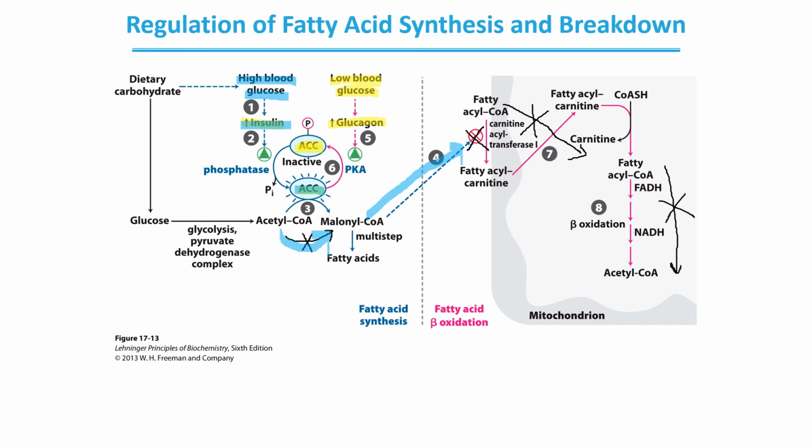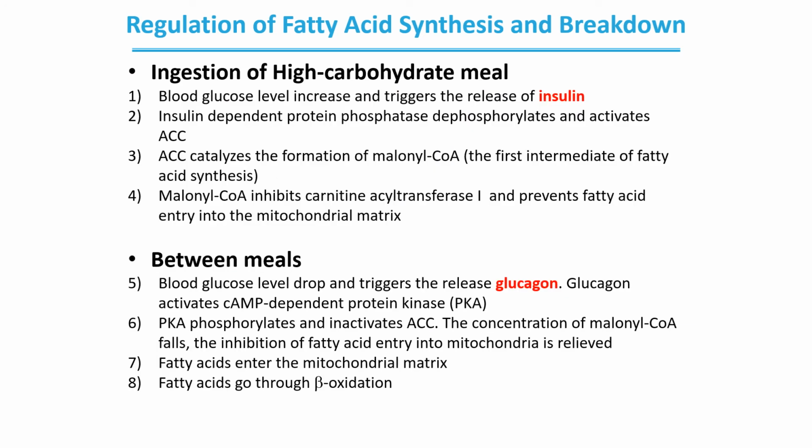So the beta oxidation will be reduced basically. This slide basically has the text of the previous diagram which I just described to you. So high blood glucose levels release insulin. Insulin activates the ACC enzyme. This enzyme catalyzes the formation of malonyl-CoA. So we will have high levels, and this malonyl-CoA will inhibit the CAT1 enzyme, therefore preventing the fatty acid entry into mitochondria and stopping the beta oxidation.